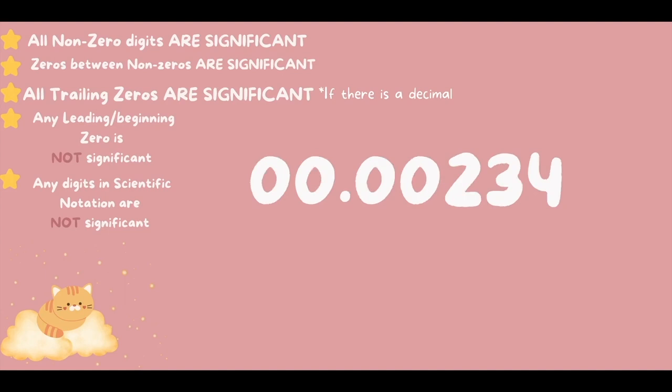Alrighty, how many significant figures can you find here? Right, we have 3 sig figs in total. The numbers 2, 3, and 4 are our only sig figs here. The beginning zeros are not counted ever.